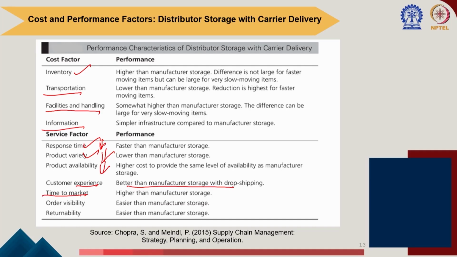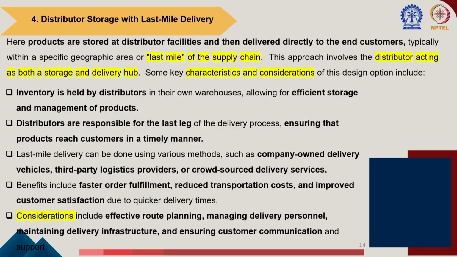Time to market will be higher, because today you launch the product, and it may take 10 or 15 days to maintain the same inventory throughout all the markets. Order visibility is easier, because as you keep adding more intermediaries, the visibility is more, because you can check with whom the product is right now. Returnability will be easier, because now you will not return 1000 km back to the manufacturer, but it will be returned to the local distributor.